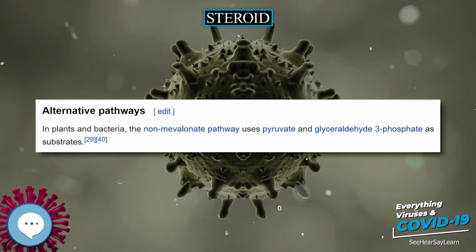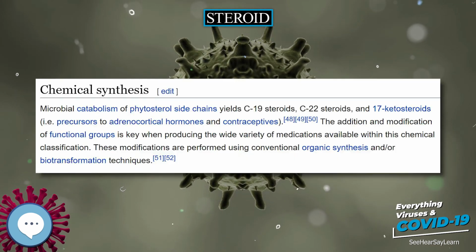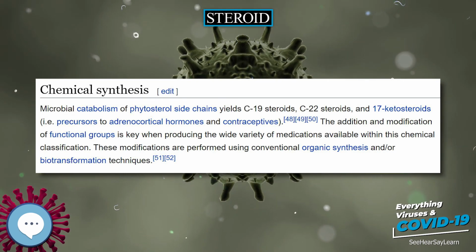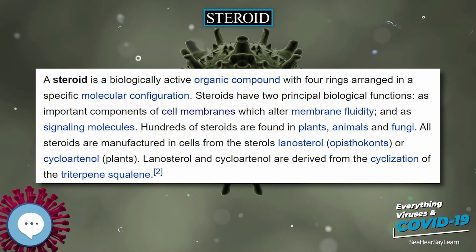Alternative pathways. In plants and bacteria, the non-malonate pathway uses pyruvate and glyceraldehyde 3-phosphate as substrates. During diseases, pathways otherwise not significant in healthy humans can become utilized.